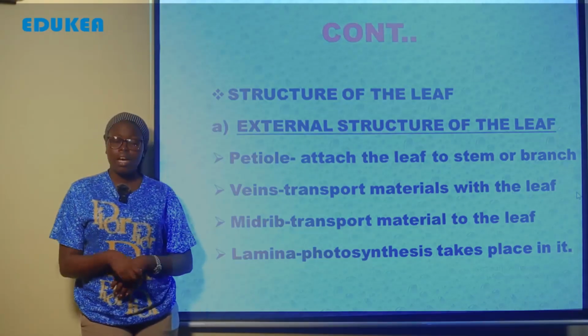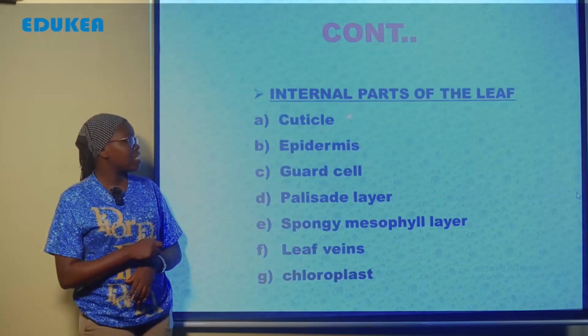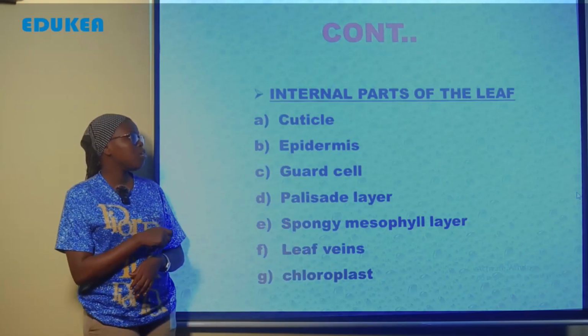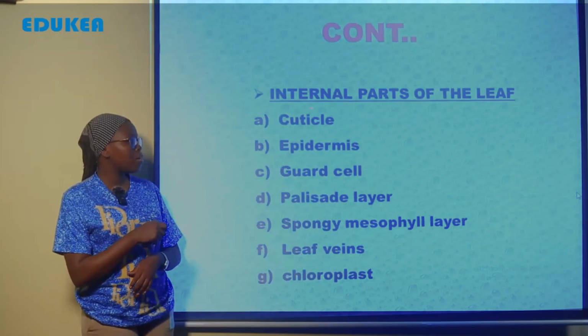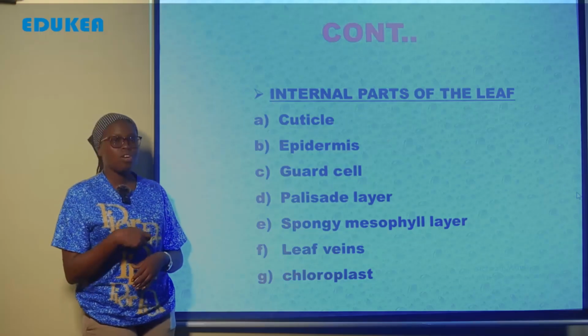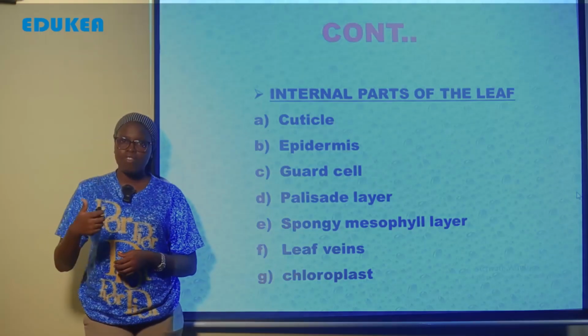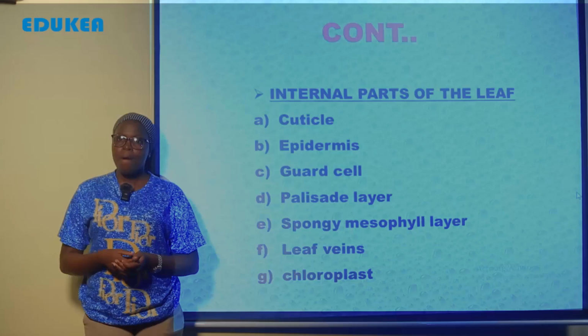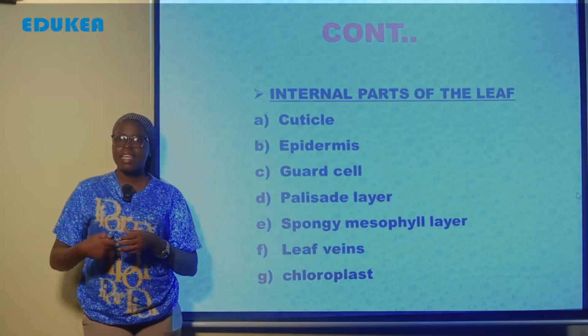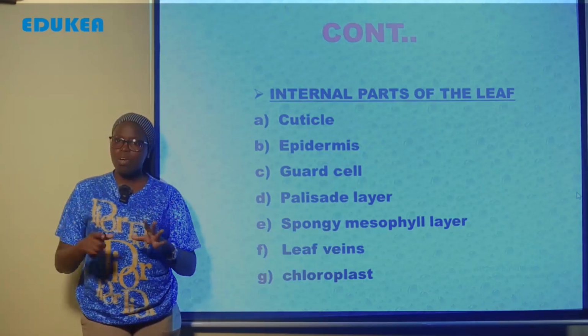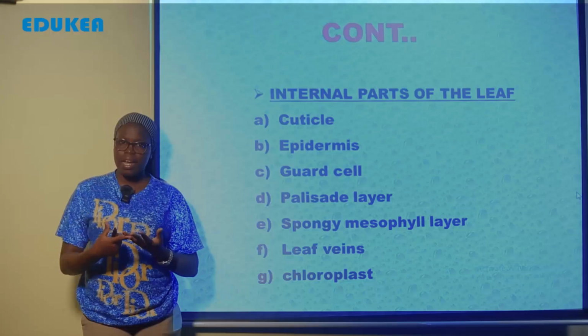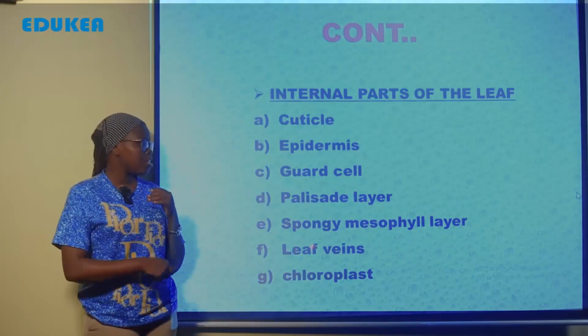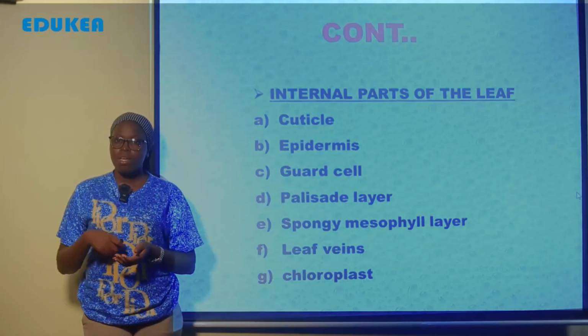And now let us see the internal part of the leaf. This internal part of the leaf ni zile parts ambazo hatuwezi kuziona kwa macho yetu, lakini we can identify them by the use of a microscope. Hizo parts zinapatikana ndani ya jani. Ukiangalia external utaona ni jani na zile parts zinazoonekana, lakini kuweza kuidentify hizi parts lazima utumie microscope kwa ajili ya magnification.